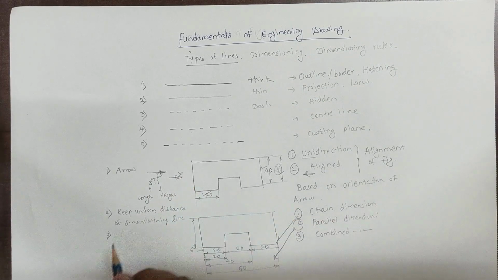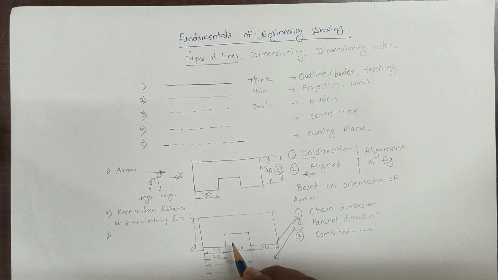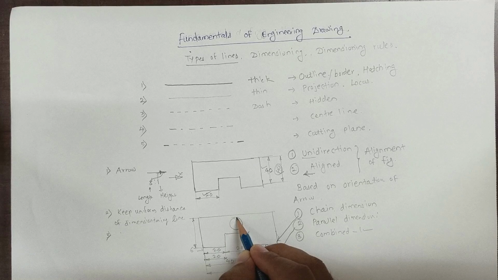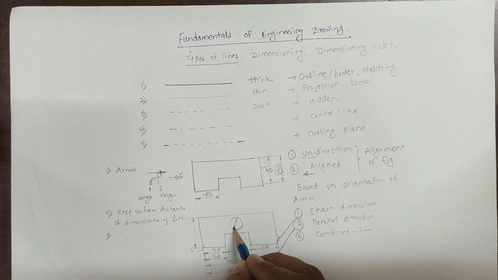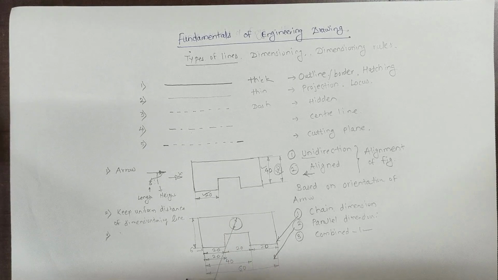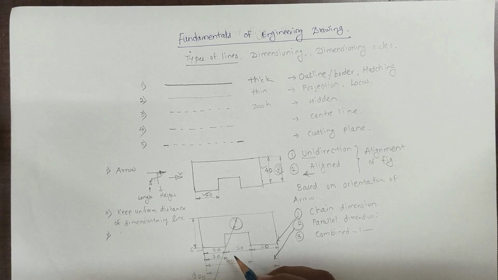Okay, another rule is that dimensioning lines will never cross. That means suppose you are giving dimensioning in this way, and another dimensioning line is crossing. Suppose here there is a circle, and you can give dimensioning for the circle this way. What is expected is that this dimension line must not cross the diameter, suppose 20. So this is the dimensioning line, and this is the ledger line. This ledger line must not cross this dimension line.